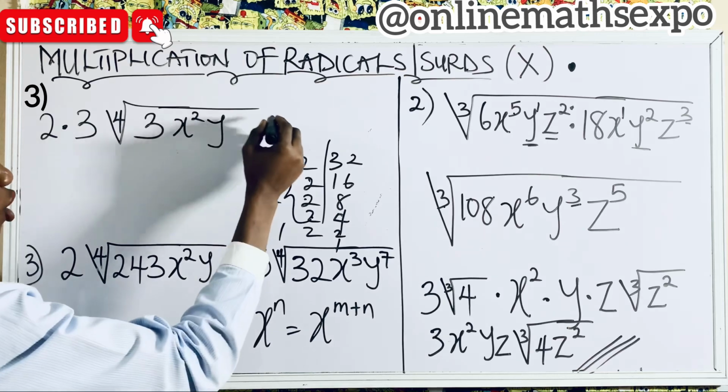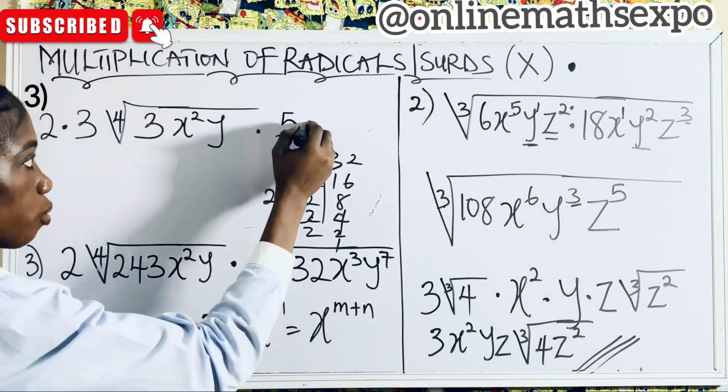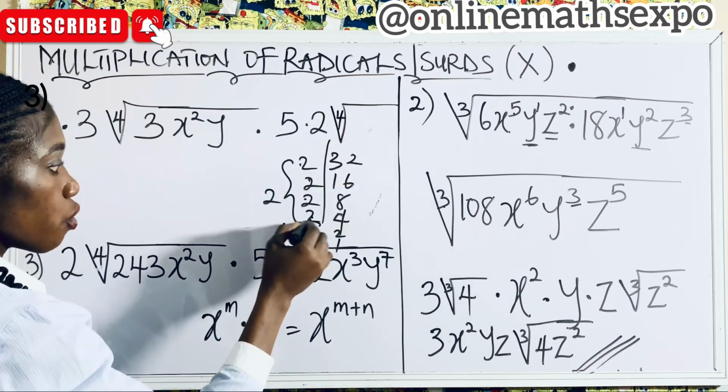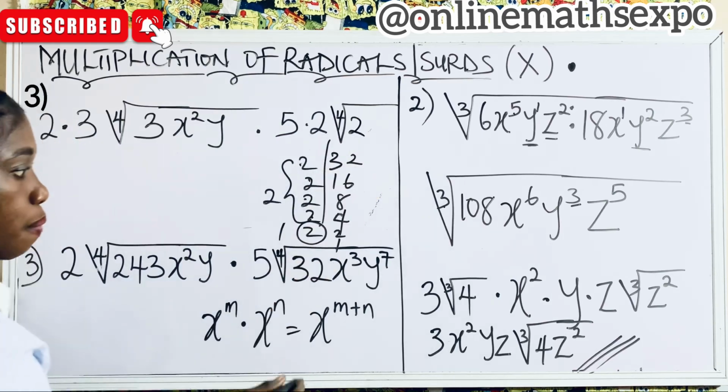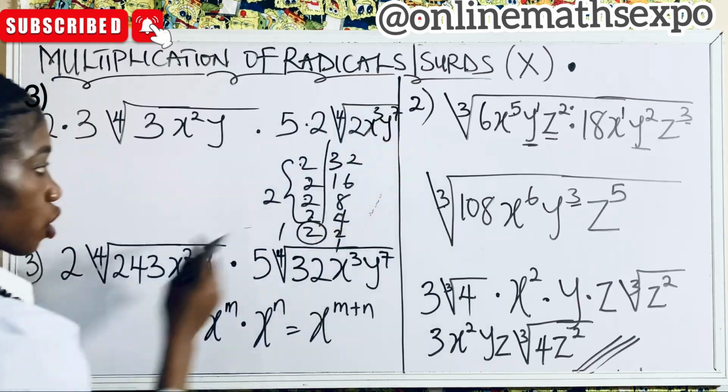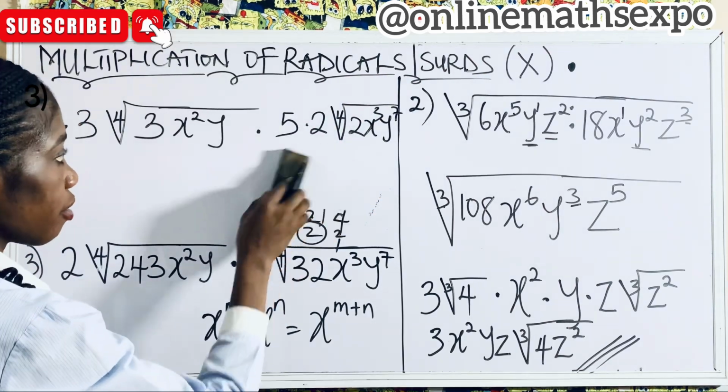So it means we are going to have 5. This one will be out. Then I will have 4th root of 1 will remain in the roots, okay? Then this will now be x cubed y to the 7th power. Did you see how we simplify that?